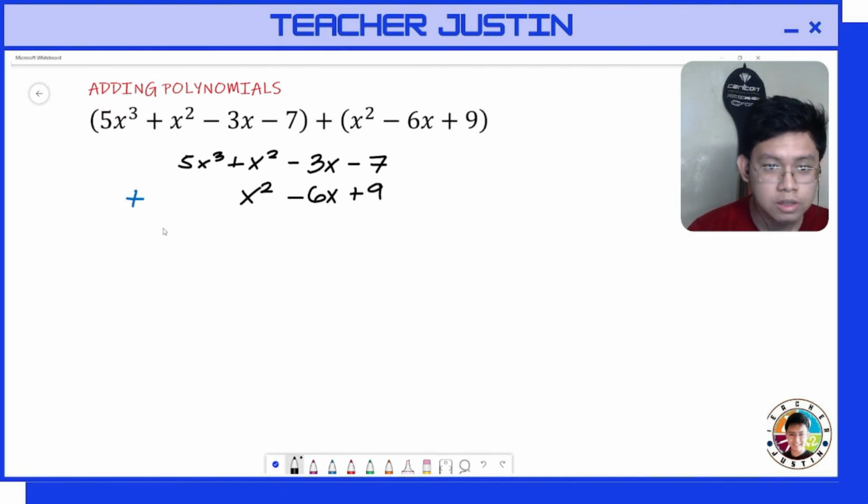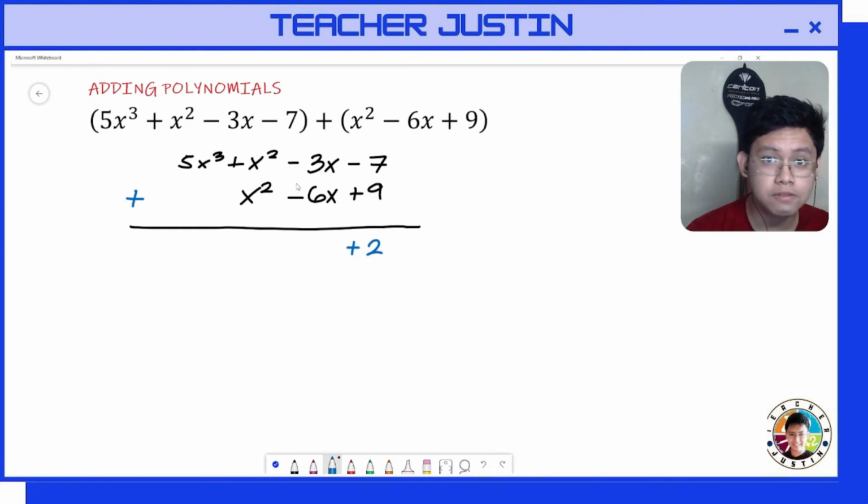And then, now that it is aligned to its similar terms, we can now apply combining like terms. So we can add them by adding their coefficient and applying the rules in integers. So let's start with negative 7 plus 9. So negative 7 plus 9, that will give us positive 2. Okay, positive 2. Negative 3x plus negative 6x, since they have the same sign, copy the sign and then add. So negative 9x.